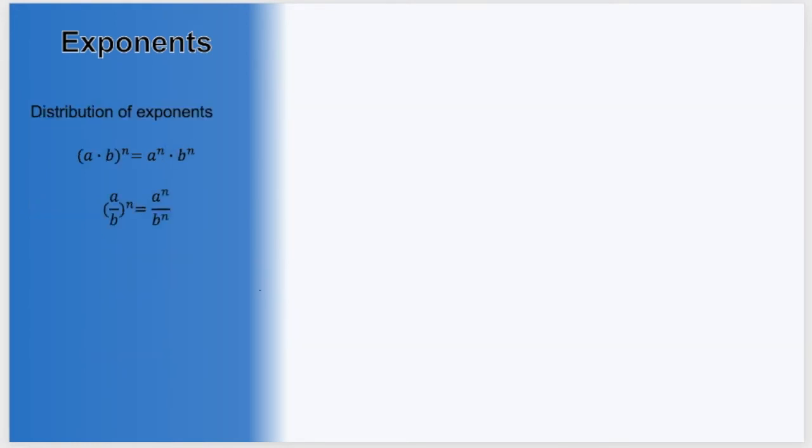Lastly, let's consider how exponents distribute into more complex expressions. Simply put, exponents will distribute across multiplication and division, but not across addition and subtraction. For multiplication, if we had two numbers, a times b, then raised to some exponent n, the exponent n can distribute into each term being multiplied. This will give us a to the n multiplied by b to the n.